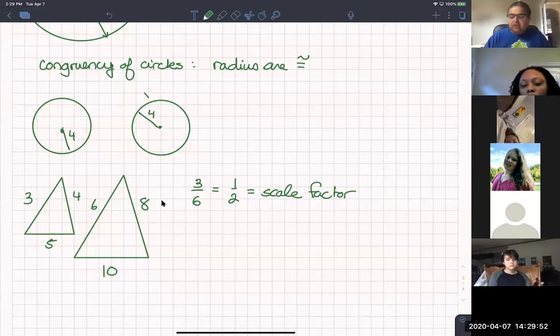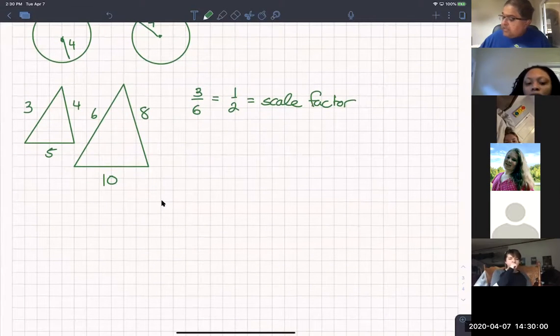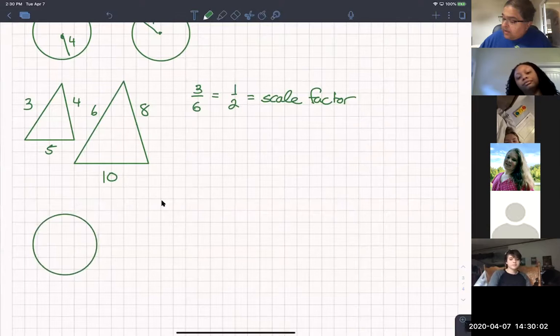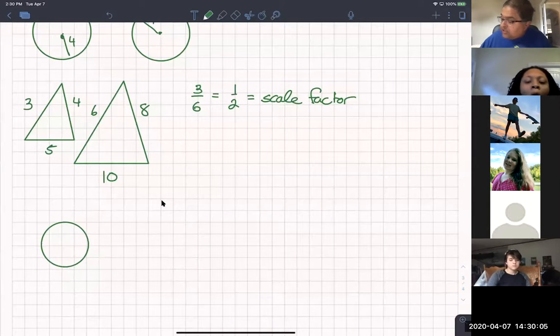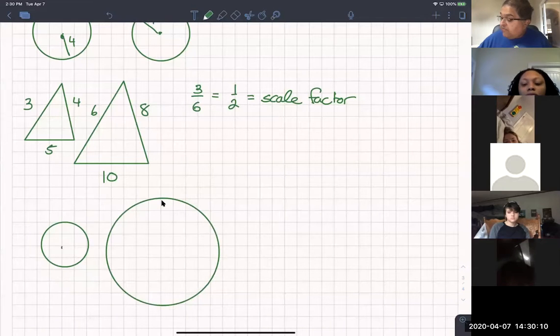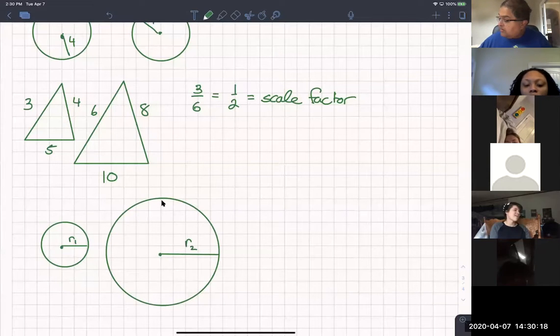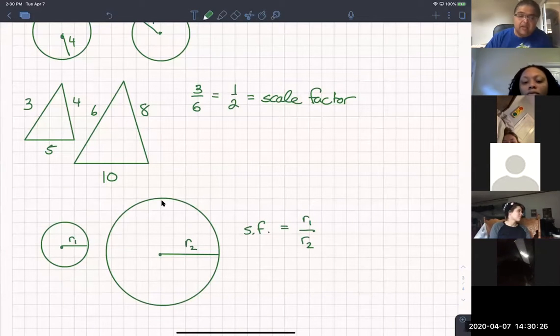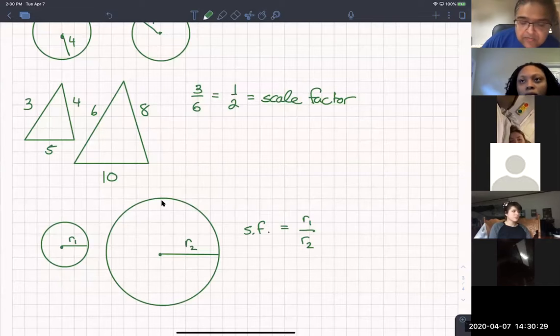But with circles, it's a little bit easier because we don't have angles in circles. At least, to a certain extent, we do not have angles. So in order to show circles are similar, we just have to show what is the scale factor. And the scale factor is basically the ratio of the radii. Small to large or large to small.